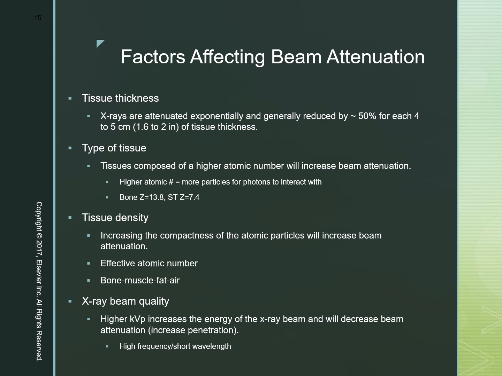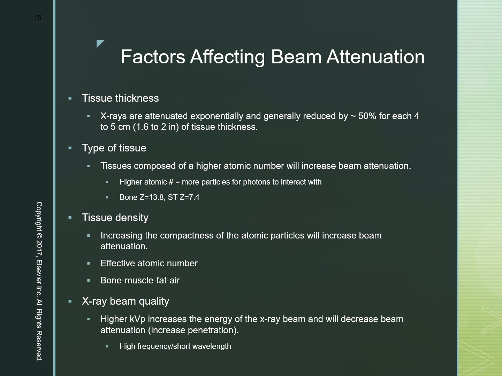So X-rays are attenuated exponentially and generally reduced by about 50% for each 4 to 5 centimeters, or let's say 2 inches. So for every additional inch to 2 inches of thickness, we would therefore have to increase our mAs 2 times to accommodate for those changes.